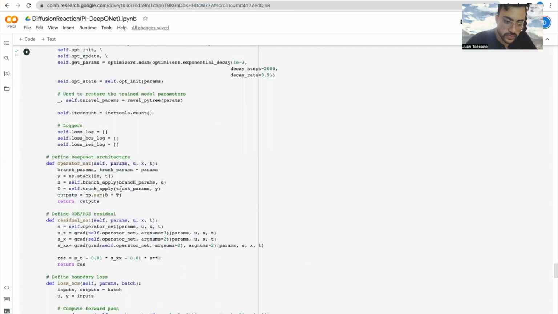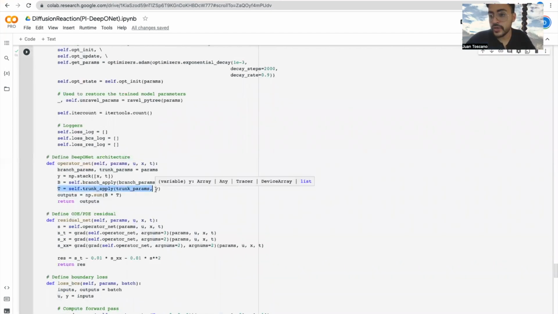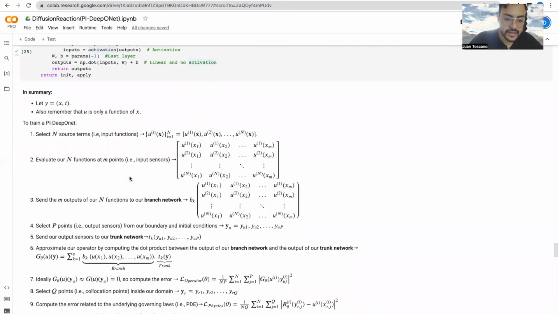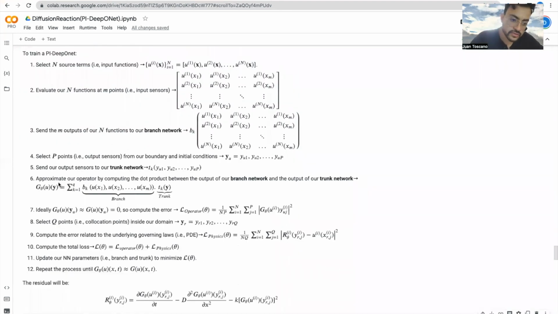We do the same for the trunk network, but this time we encode y. Remember, y are the points at which we will evaluate the solution of our partial differential equation. And finally, the output of our operator net would be the dot product between the branch network and the trunk network. And that's exactly what we are doing here.